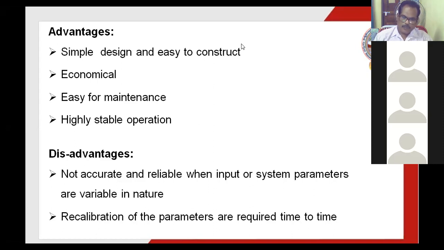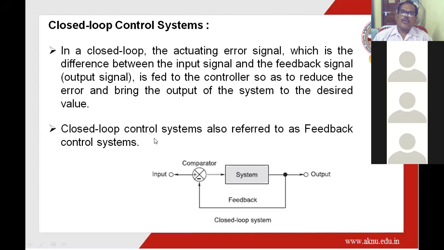Okay. Now, the closed loop control system. Here in the closed loop control system, the activating error signal is the difference between the input signal and the feedback signal. So already here we have the block diagram. For example, this is the system. This is the comparator, or sometimes it's also called an error detector. So here there is a feedback path.